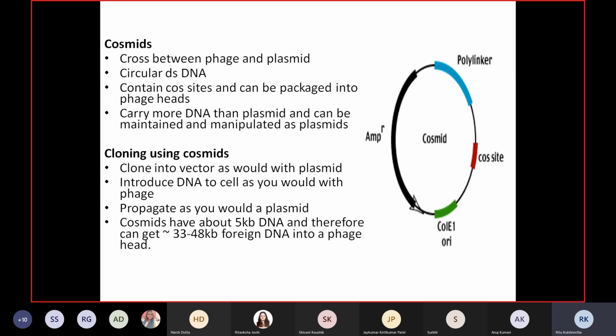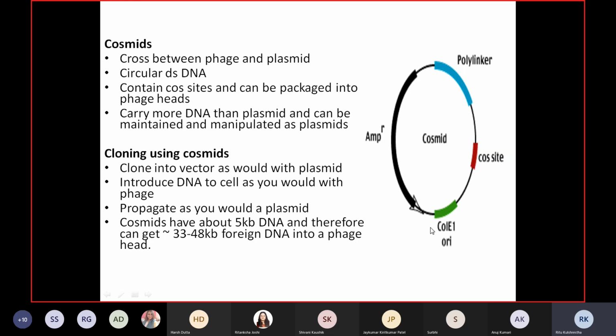In which, very smartly, they have increased the cloning capacity from, let's say, 20 kb that was known till that time, up to 48 kb, or let's say 40 kb. What they have done in cosmids is a marriage, or a cross, between plasmids and phage. They have taken a plasmid vector backbone that I told you about in my last class, which will have three major components for sure.